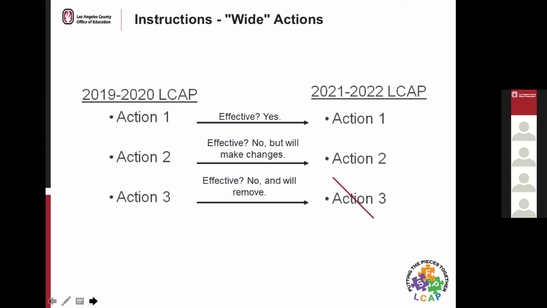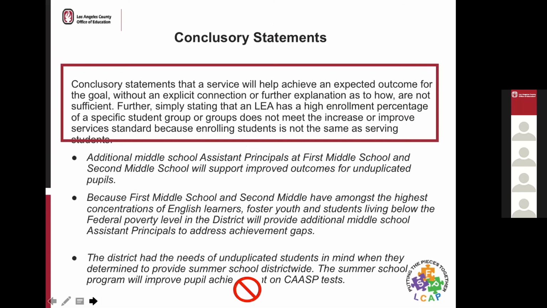And you can see the three scenarios. If you had data that supported that your action was effective, you may include that same data and rationale in your description. Perhaps you found something that wasn't effective, but you made changes to that action, so you may consider moving forward a revised action. And action number 3 in the sample is, you found out that this action really didn't yield the results for your unduplicated pupils that you expected. So you wouldn't include that action. Next slide, please.